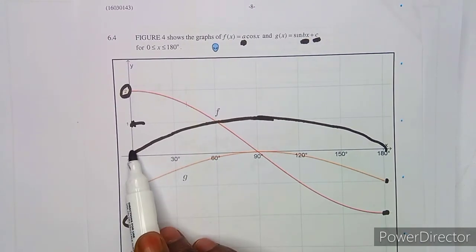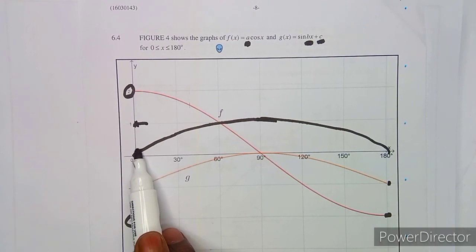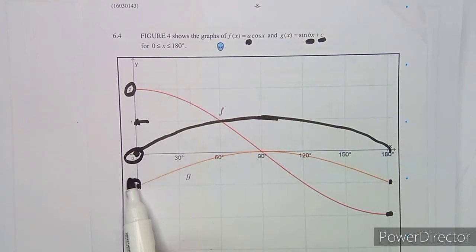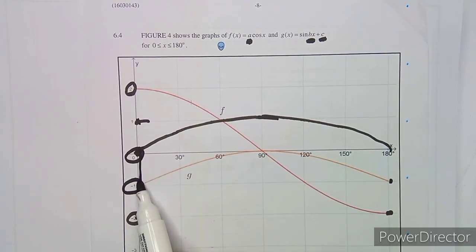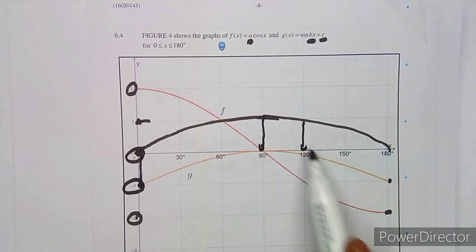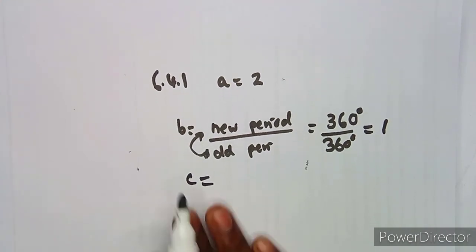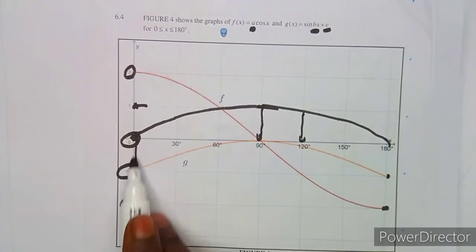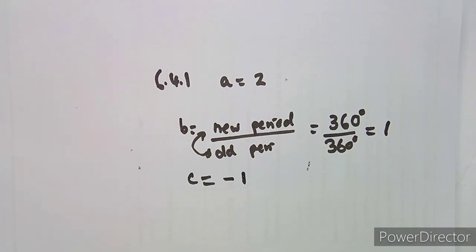So as we can see, it was supposed to be like this, but now instead of starting at 0 here, it's now starting at -1. So as you can see, it shifted downwards 1 unit. Every point is shifting downwards 1 unit. So that is your c. Our c is a shift of -1. It shifted downwards 1 unit. So c is -1.